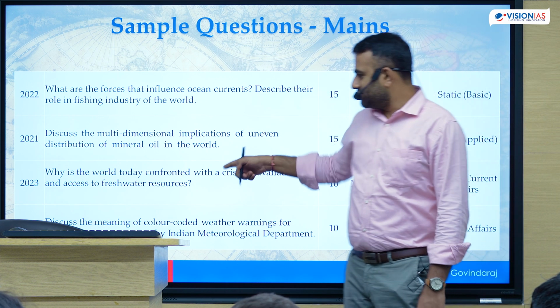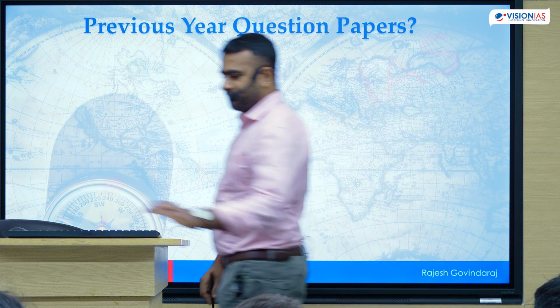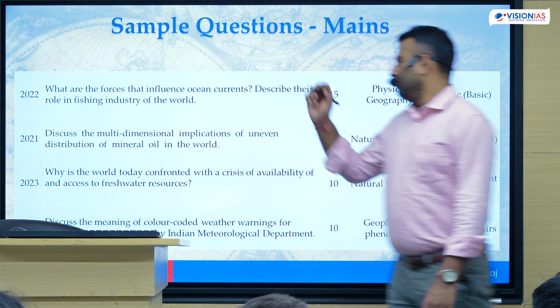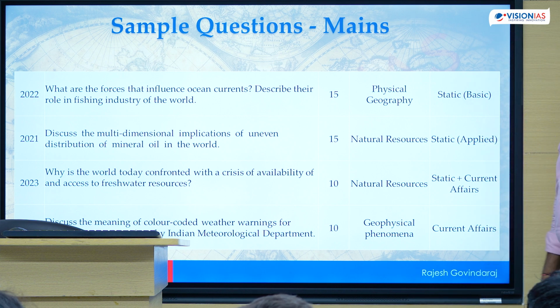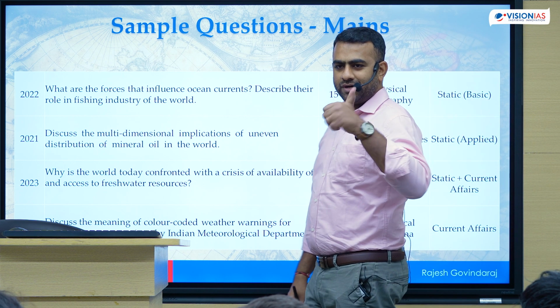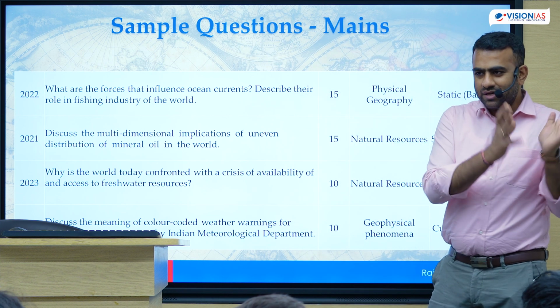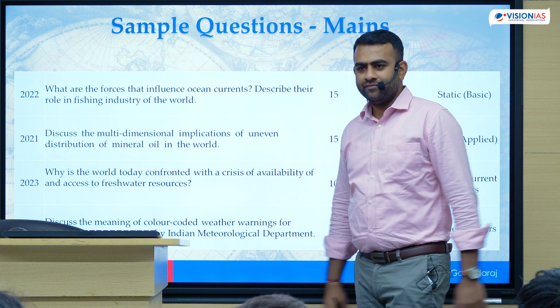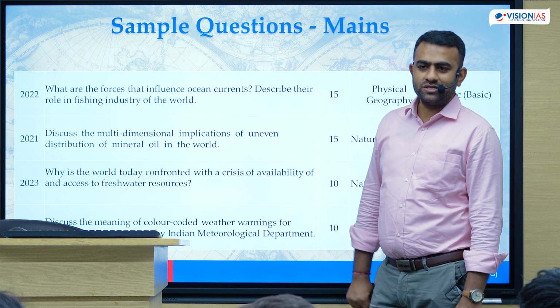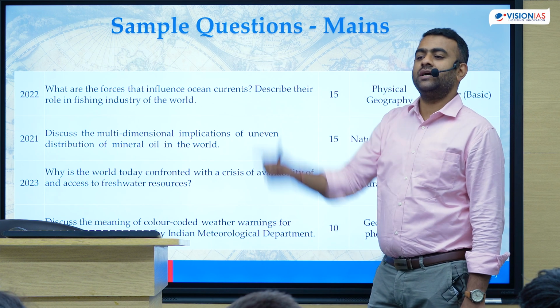But there is second type of question. Discuss the multi-dimensional implication of uneven distribution of mineral oil in the world. Mineral oil is petroleum, crude oil. First of all, crude oil is unevenly distributed. It is not uniformly distributed everywhere. In some regions there is more, in other regions there is less. There is a disparity. The question is not about how it is distributed. The question is about what is the implication of this kind of distribution.